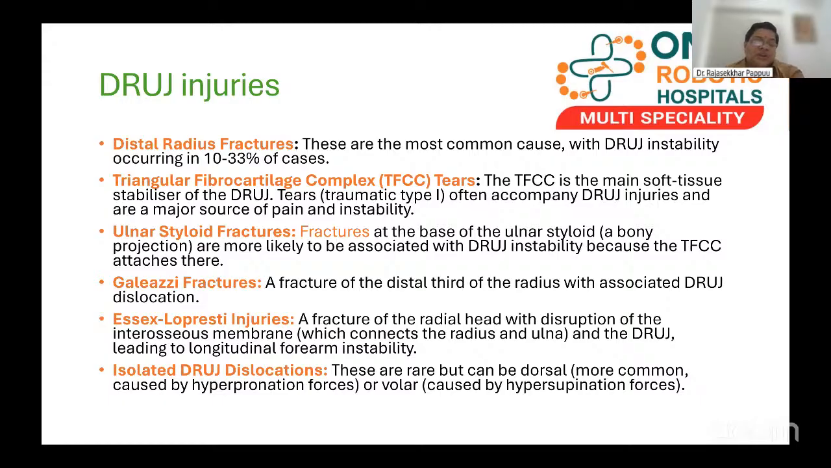Galeazzi fractures, a distal radius fracture where you very commonly see distal radioulnar joint dislocation and also ligament disruptions. Essex-Lopresti injuries: when you have a radial head fracture, it might injure your interosseous membrane, leading to instability of the distal radioulnar joint. And also isolated distal radioulnar joint dislocations you might see without all this.